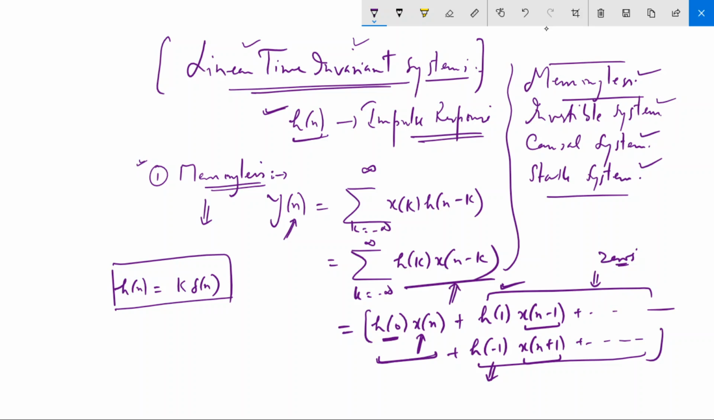Okay, it should have only one sample at n is equal to 0, and this sample can take any value k. This is what h of n is. If any system has an impulse response like this, that system will be a memoryless system. If it contains more than one sample, it will not be a memoryless system. Okay.